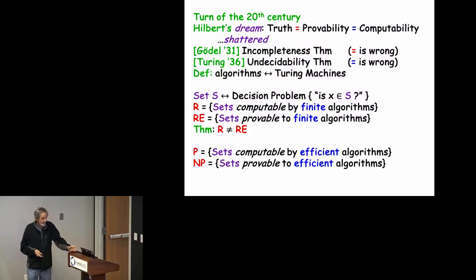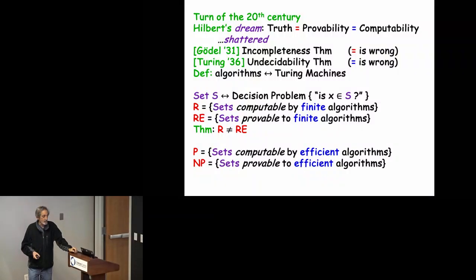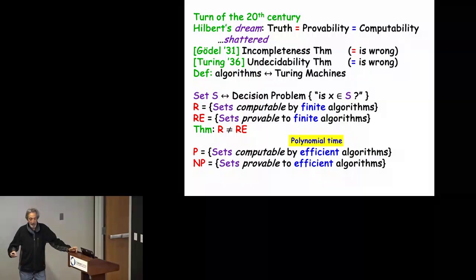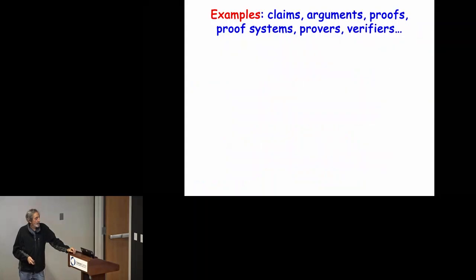One point to make is if you change finite to efficient algorithms as opposed to just algorithms which halt, when I mean efficient, let's say polynomial time in the length of the input, then this is really the same question which we are fighting with, the P versus NP question. It's just the same question about the difference between computing something and proving something. And that's open.